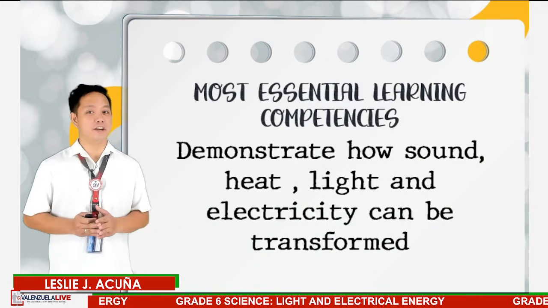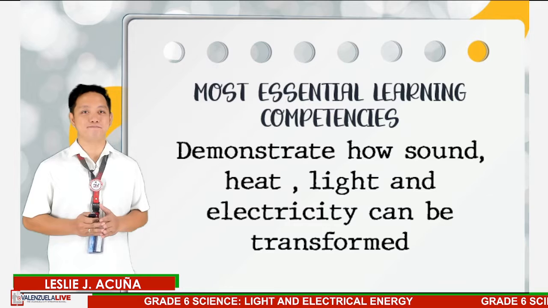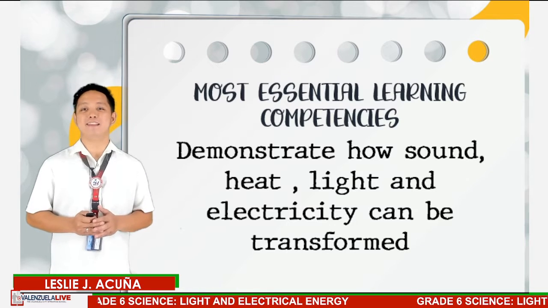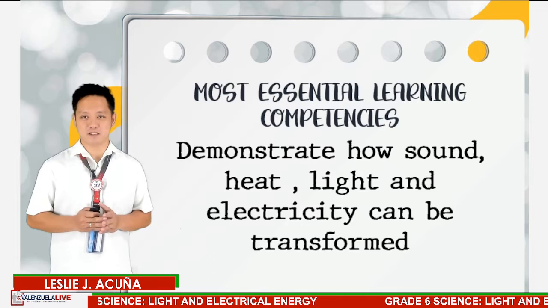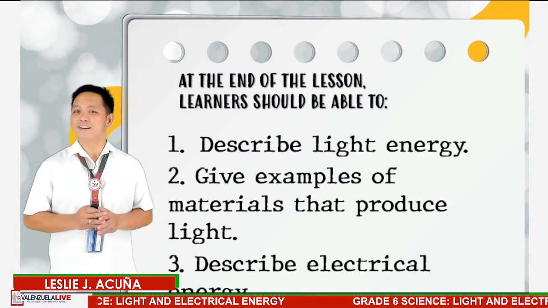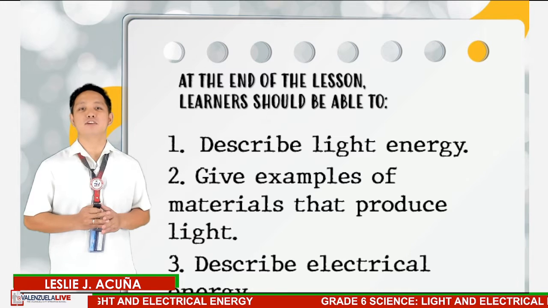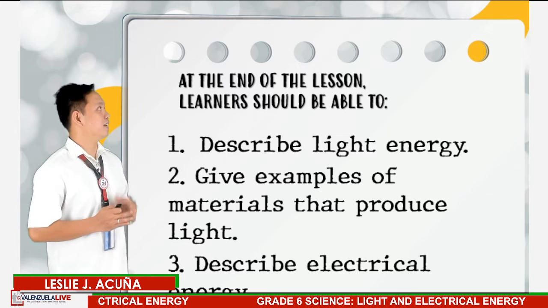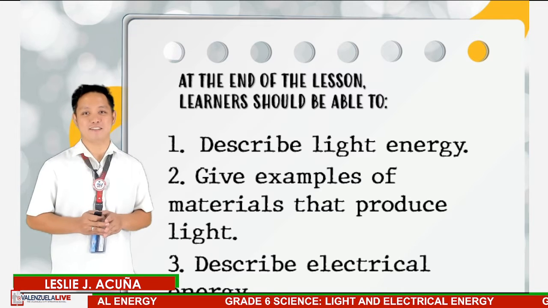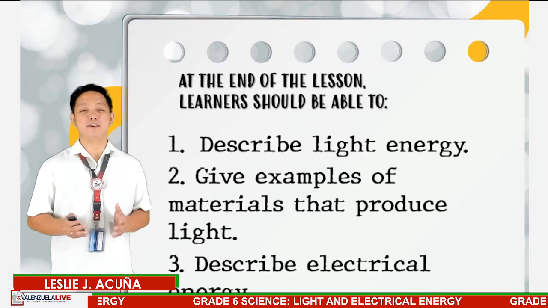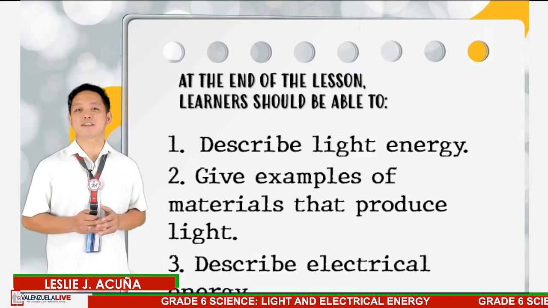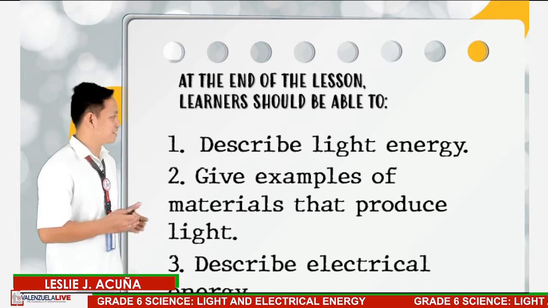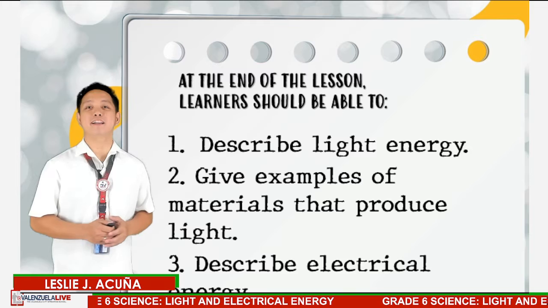Our most essential learning competencies in Science 6 demonstrate how sound, heat, light, and electricity can be transformed. And at the end of our lesson, you should be able to: number one, describe light energy. Number two, give examples of materials that produce light. And number three, describe electrical energy.